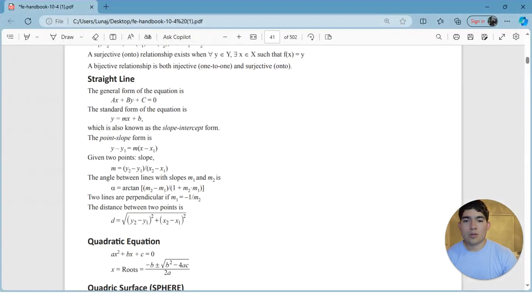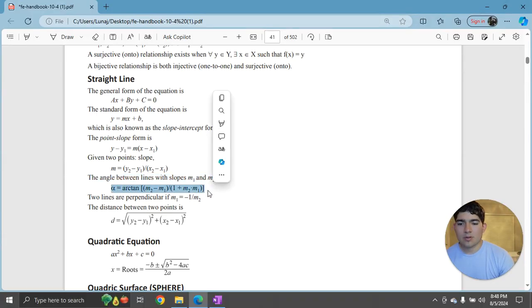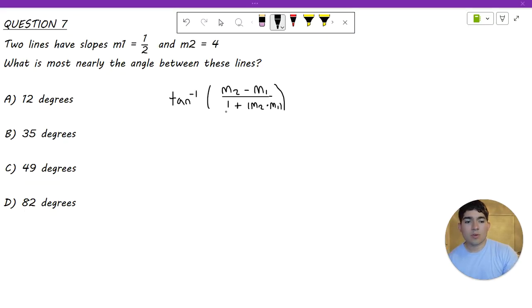So in order to do that, we're going to go to the FE reference manual, and we can see that the angle between lines formula is right here. You can see, I'm going to highlight it. So you can see right here, it's arctan is equal to m2 minus m1 over 1 plus m2 times m1. Okay, so I went ahead and wrote the formula right here for us so that we can just plug everything in. You're going to plug all of this into your calculator. As always, I recommend the TI-36X Pro, but you can use whatever calculator you have.